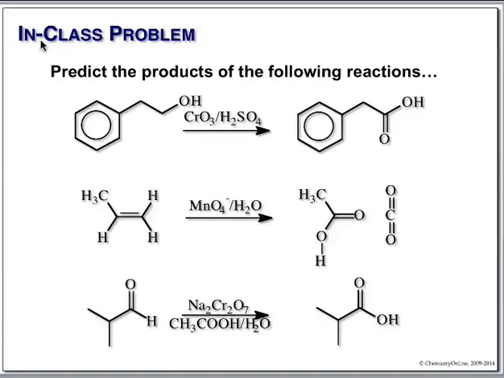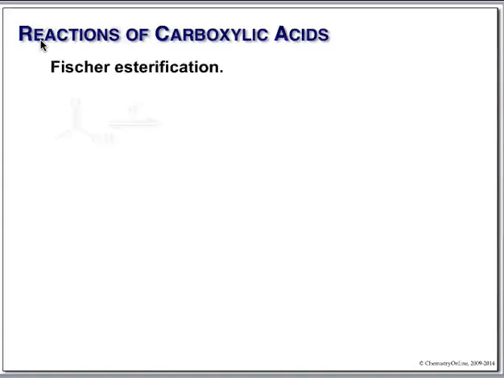All right, reactions of carboxylic acid. Now, these are going to be new. These are things specific to this chapter. Probably the most useful reaction of carboxylic acids is simply the conversion of that into a carboxylate ester.